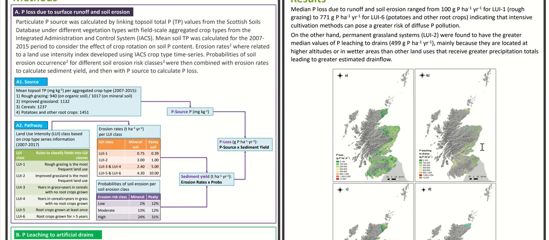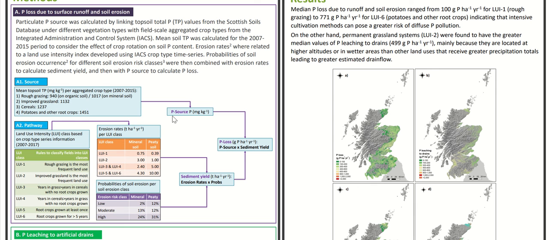For the surface runoff pathway, particulate P source was calculated by linking topsoil total P values from the Scottish Soils database under different vegetation types with field scale aggregated crop types from the Integrated Administration and Control System. We calculated mean soil TP for a period of 9 years to consider the effect of crop rotation.